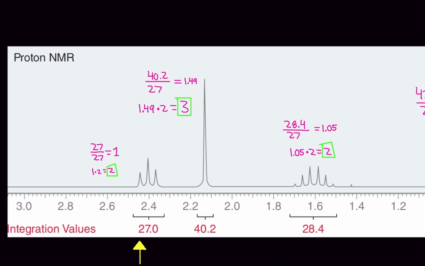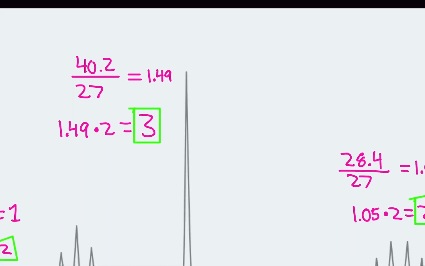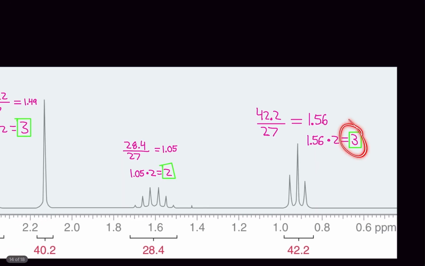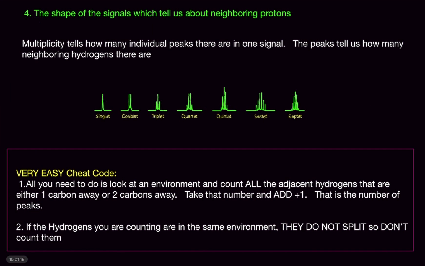Now, the reason you multiply by 2 is because you cannot have half of a proton. That does not make sense. So we multiply by 2 so we can get whole numbers. It's pretty easy, right? There you go. So now number 4.